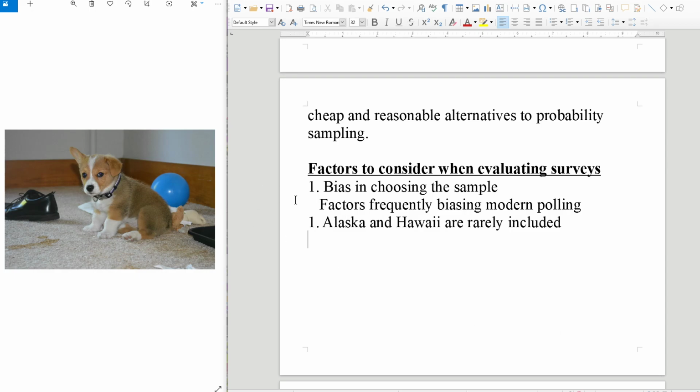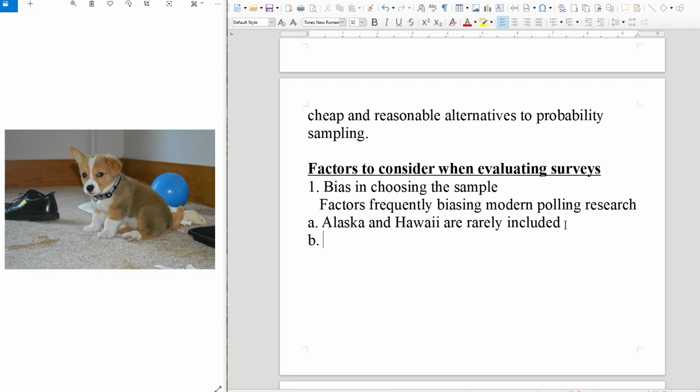Why did it do that to me? All right, I'm going to call this A instead of 1. Don't do that. A. Why is it doing this? Oh no, it's insert instead of delete. Please don't do that. Okay, don't insert. All right, frequently modern polling research, and number A is Alaska and Hawaii are rarely included.